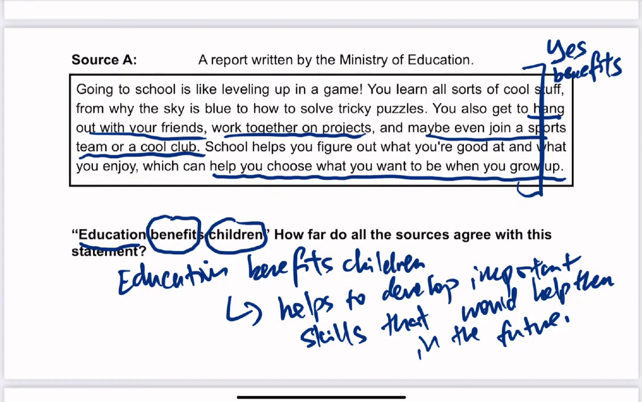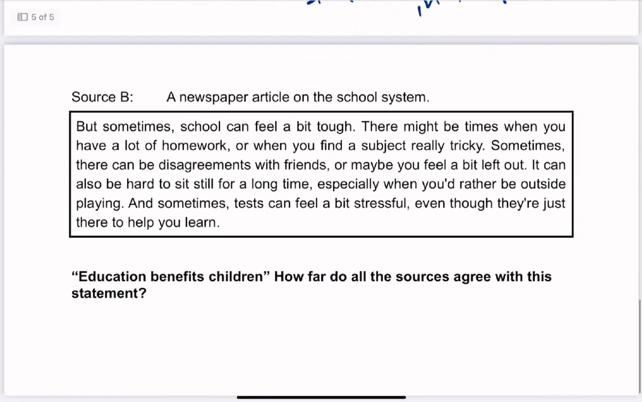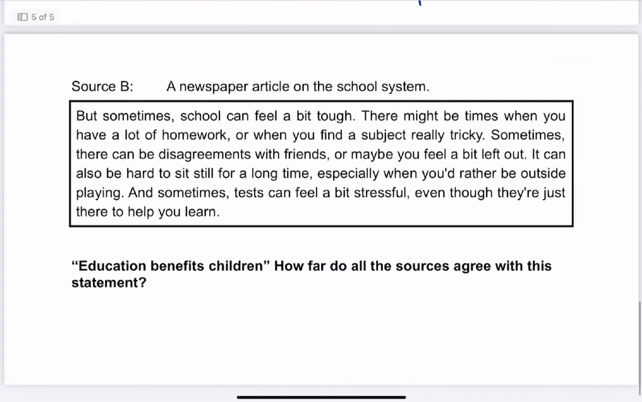Now, in this case, we have brought out the different angle, which is that it helps to develop important skills that will help them in the future. So this is how we do it. Yes, it benefits, and that is the explanation here. Of course, there is also another side of it, that it does not benefit. So from this particular source, it's very obvious that no, it does not benefit.